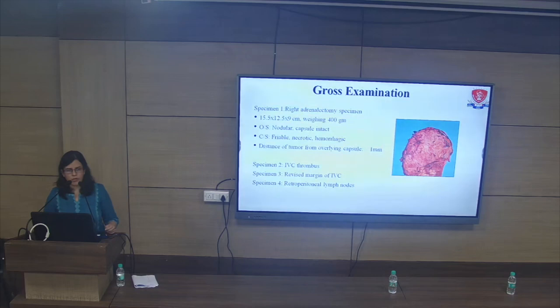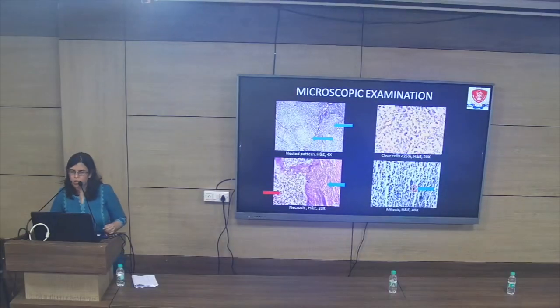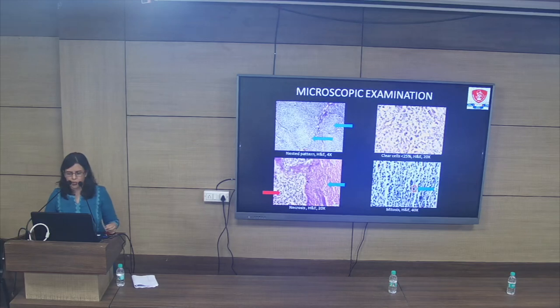We also received specimen of IVC thrombus, a revised margin of IVC and retroperitoneal lymph nodes. All the specimens were grossed, processed and routinely stained, and we proceeded further with the microscopic examination. So on microscopy at low magnification, we can see tumor cells arranged in nests as pointed by the arrow.